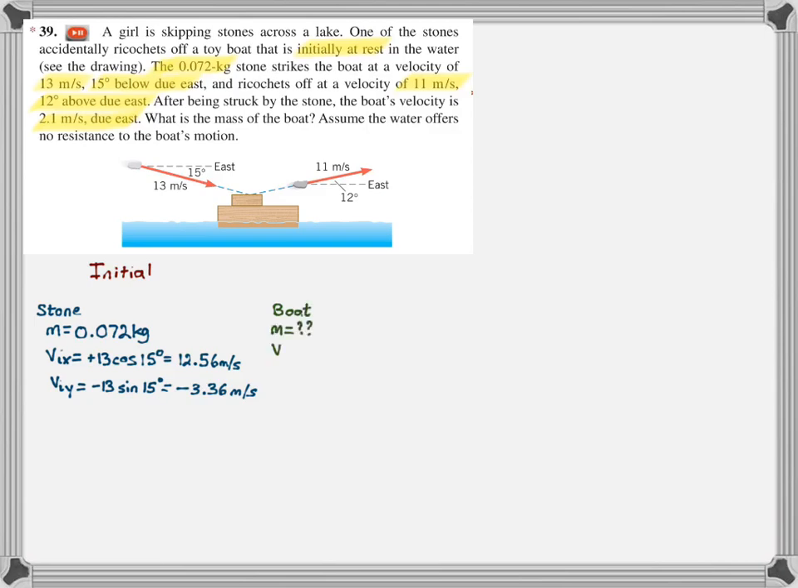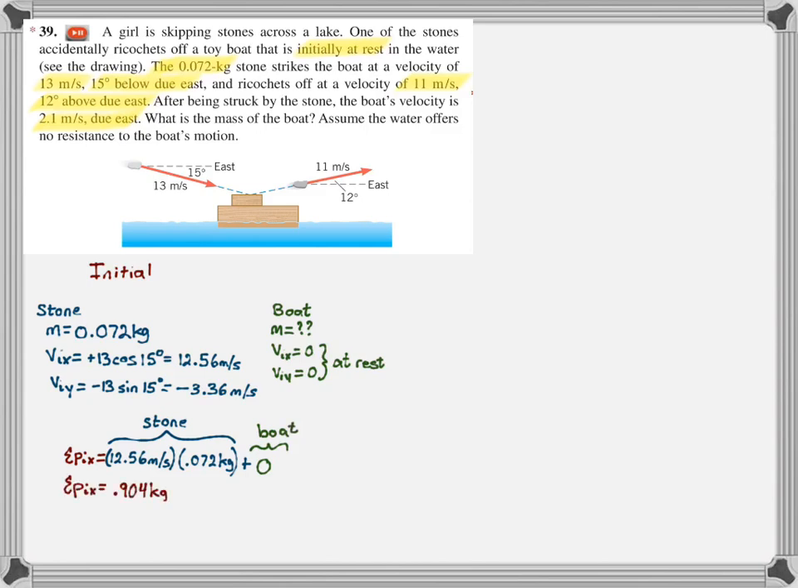Now if we look at the boat, we don't know the mass of the boat, but we do know it's at rest in the beginning. So the initial velocity in the x and the initial velocity in the y are both 0. So we can calculate the total initial momentum in the x by taking the mass and initial velocity of the stone and adding it to the mass times initial velocity of the boat in the x direction, which is going to be 0 because it doesn't matter what the boat's mass is, it's at rest. So our total initial momentum in the x is simply 0.904 kilograms times meters per second, which also tells us that the final momentum in the x should also equal 0.904 kilograms times meters per second.